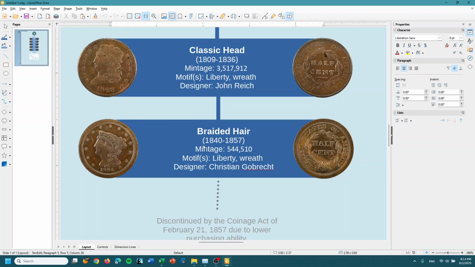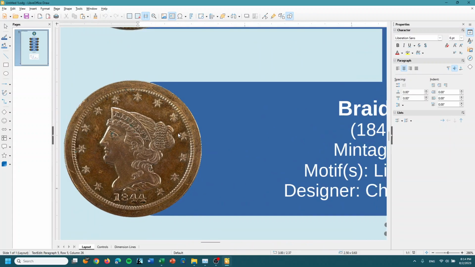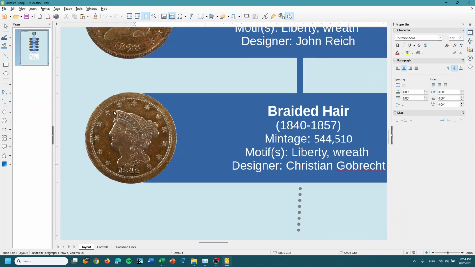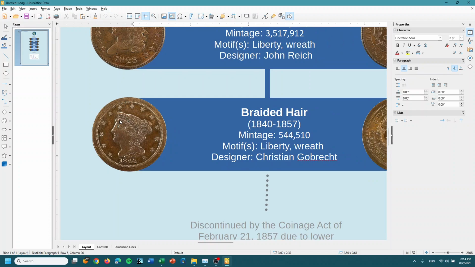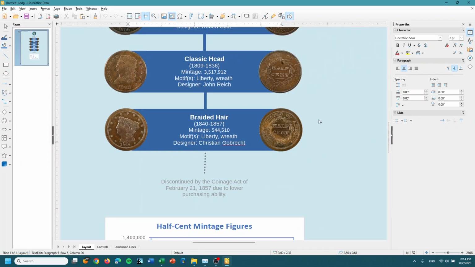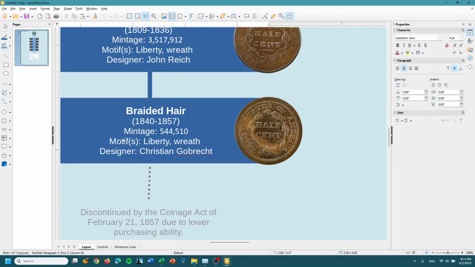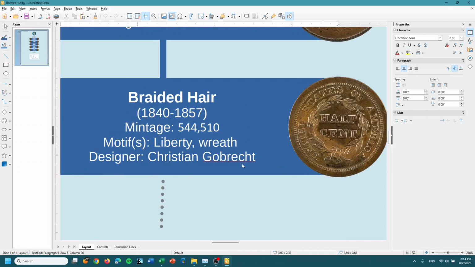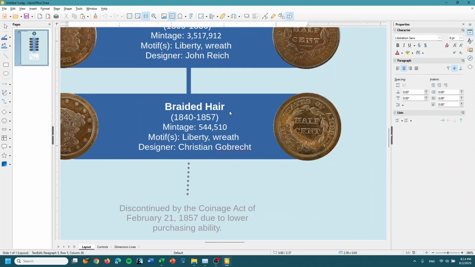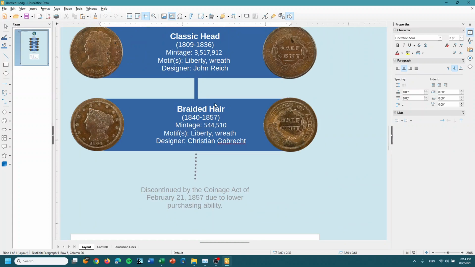The mintage here was about 500,000. Motifs are similar, although different design for Liberty, different design for the headband. Her hair is actually braided here, which is the reason for that name. The reverse is fairly similar to the last one. Wreath, half cent, United States of America, no fraction. The designer here was Christian Gobrecht. And this was the end of the half cent's life.